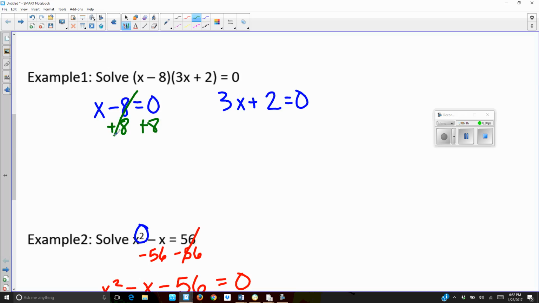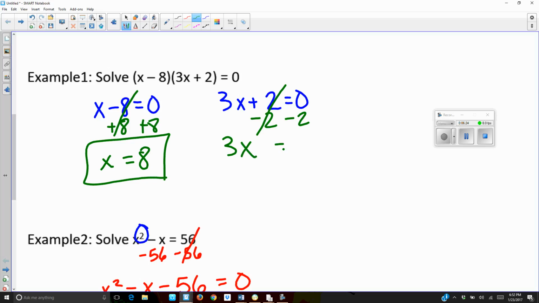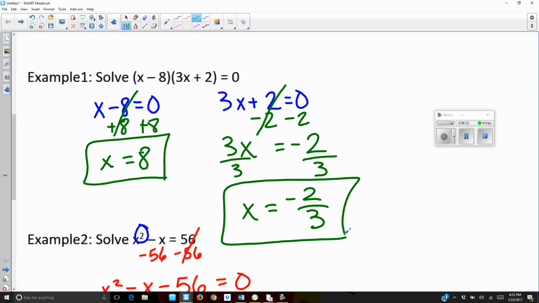We tend to want to try to do something to these problems, but there's really not much to be done if they're already factored. Remember, we're solving, not just factoring. So there's your two answers to example 1.